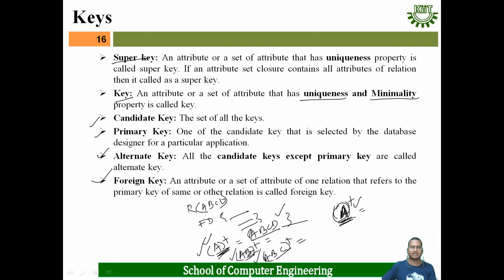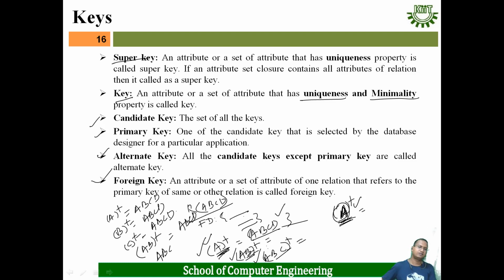Suppose one relation R is there and functional dependency set is there, and here suppose A closure is deriving ABCD, that means all the attributes. Similarly, B closure is deriving all the attributes ABCD. C closure is deriving suppose all the attributes ABCD, and AB closure is deriving all the attributes suppose ABCD. ABC closure is deriving all the attributes ABCD. Then which one is a key? Here A, B, C are key because these are satisfying the minimality property as well as uniqueness property.